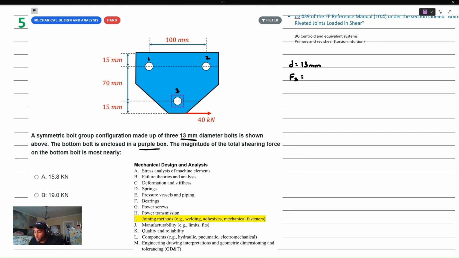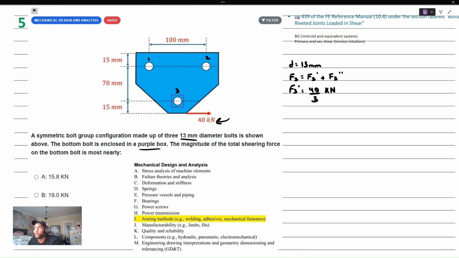And it really has two contributions here. There is a primary shear, F3 prime, and there is a secondary shear, F3 double prime. Now the primary shear is usually a lot easier to calculate, and it's just the total force divided by the number of bolts. So the assumption there is that each bolt is going to carry the same amount of load. It's just going to be distributed evenly between each of those bolts. The F3 prime, or the primary shear, is just equal to 40 divided by the number of bolts. That's 3 bolts. That's going to be measured in kilonewtons.